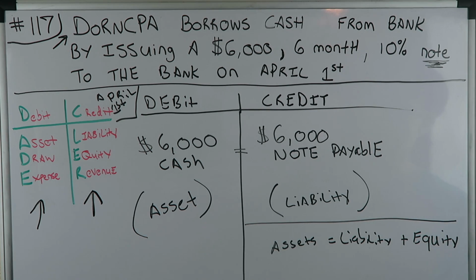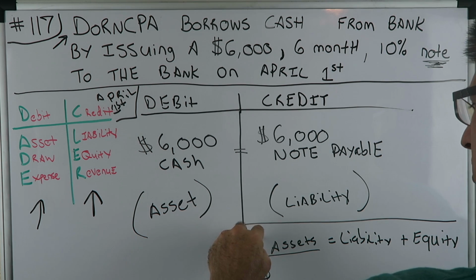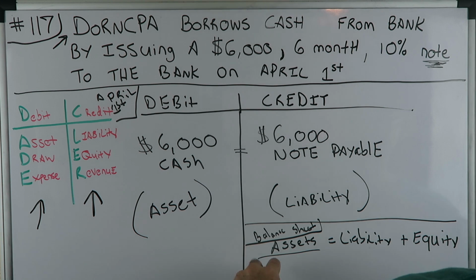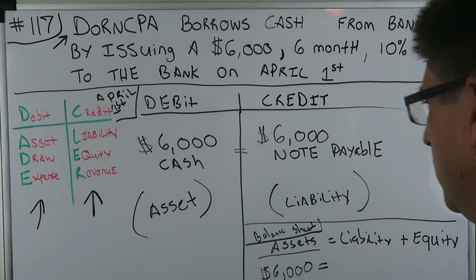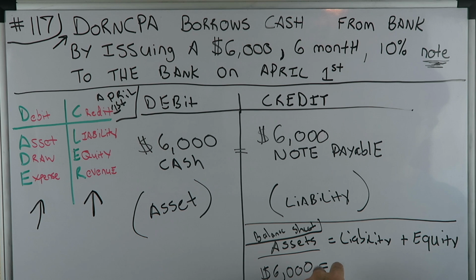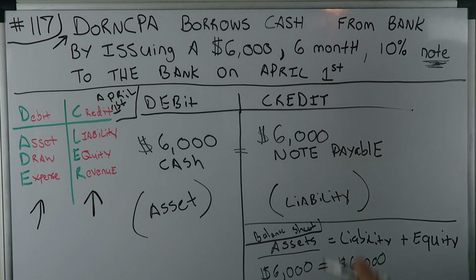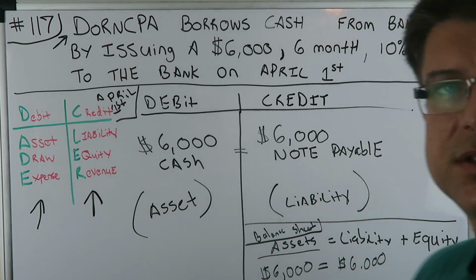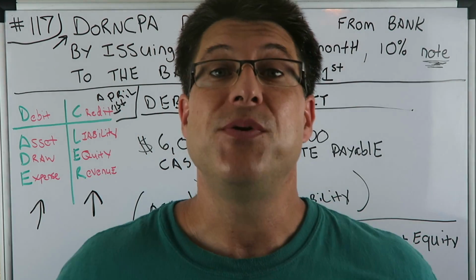We have cash increasing by $6,000. This is the balance sheet. We have assets increasing by $6,000 equals a liability of $6,000. So yeah, that equals assets equal liability plus equity. $6,000 equals $6,000.